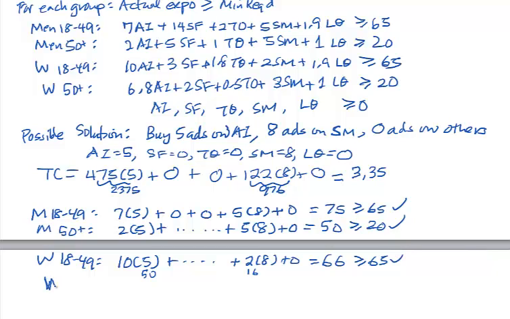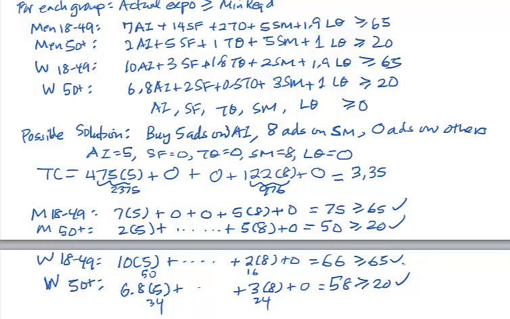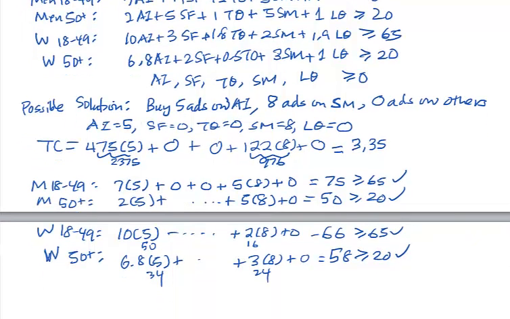And last, older women is 6.8 times 5 plus 3 times 8. That is 34 here, 24 here, gives us 58, definitely greater than or equal to 20. So we would say this solution is feasible in that it satisfies all the constraints.